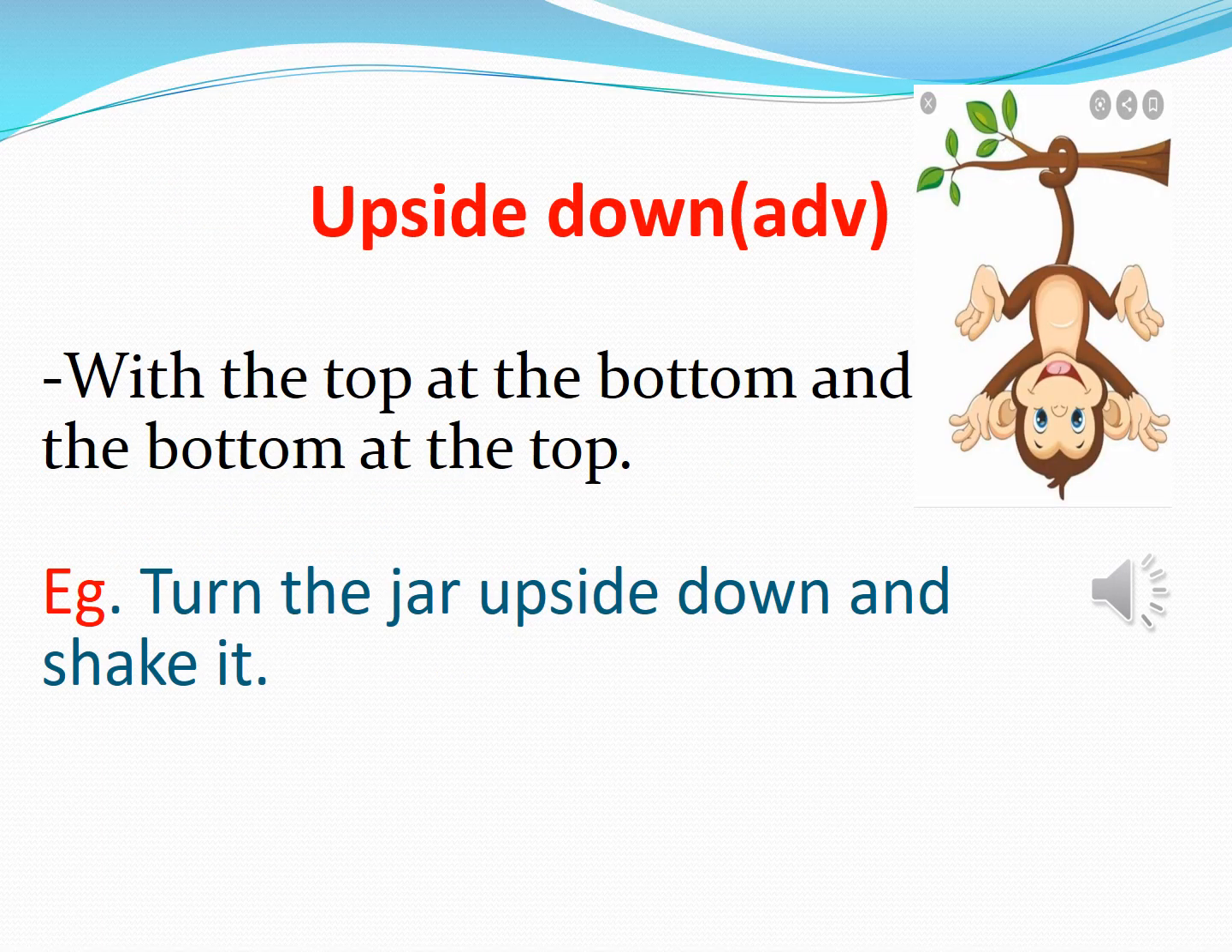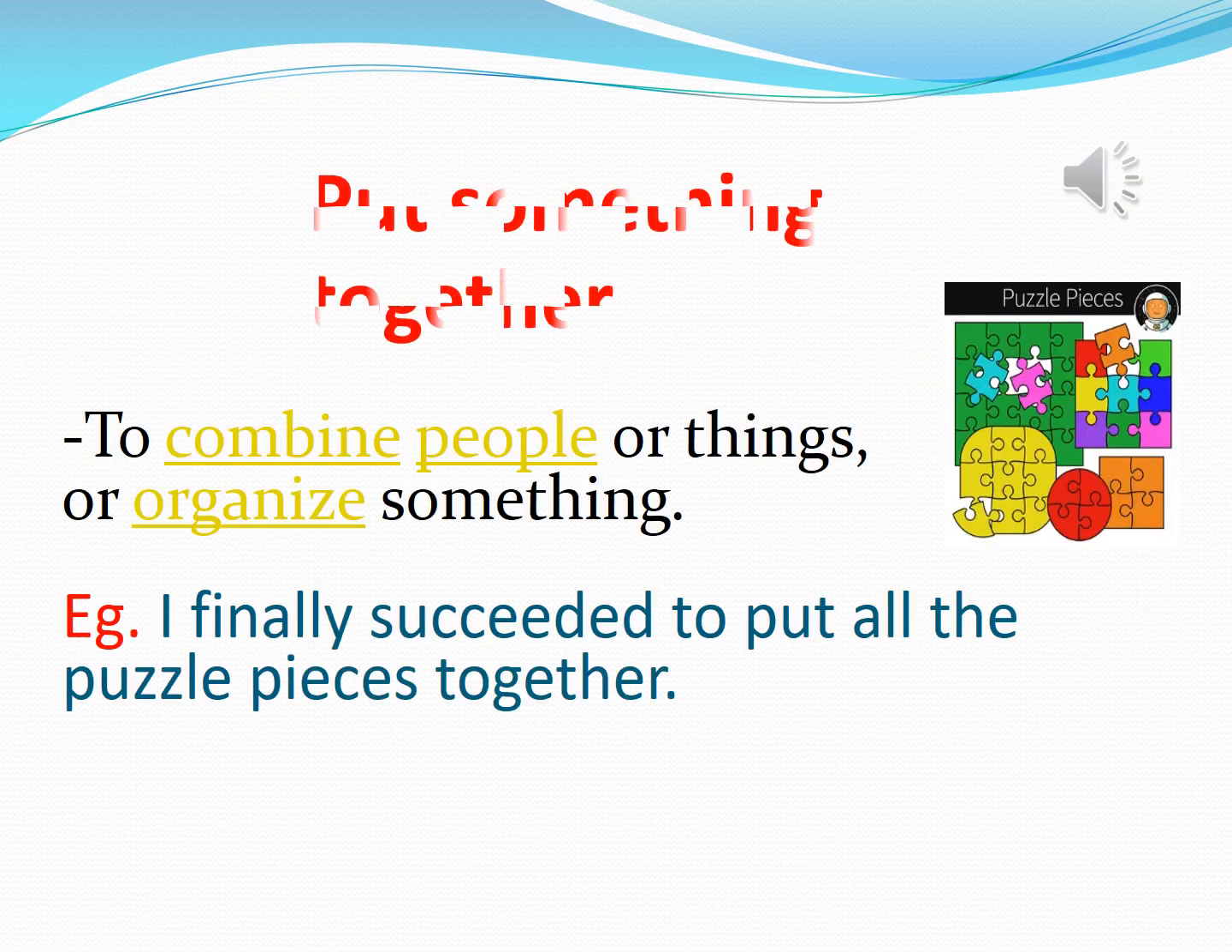Upside down. Upside down means to bring the top to the bottom and the bottom to the top. For example, turn the jar upside down and shake it. Put something together. When you put something together, it means to combine people or things or organize something. For example, I finally succeeded to put all the puzzle pieces together.